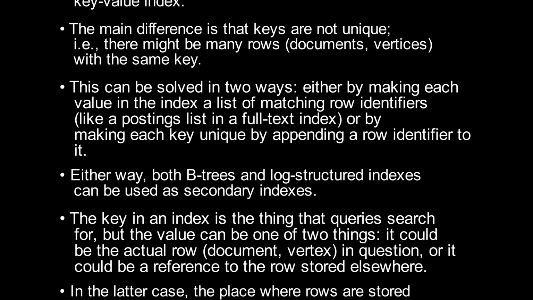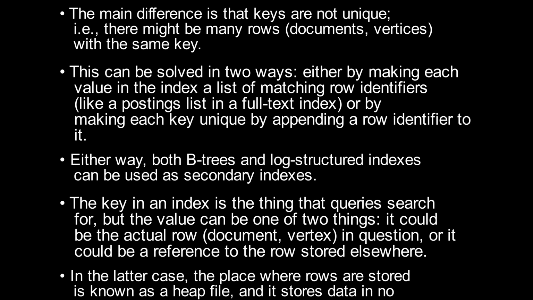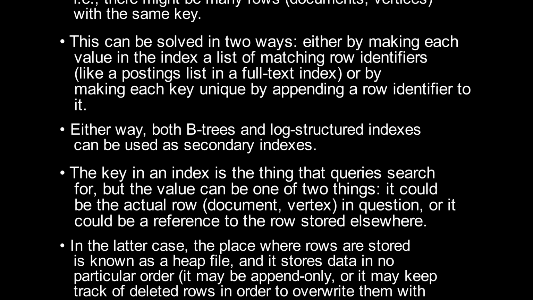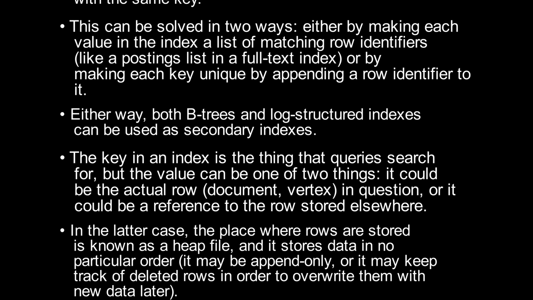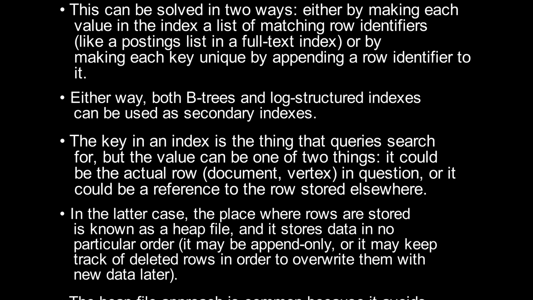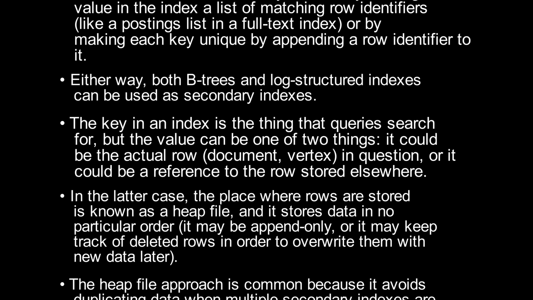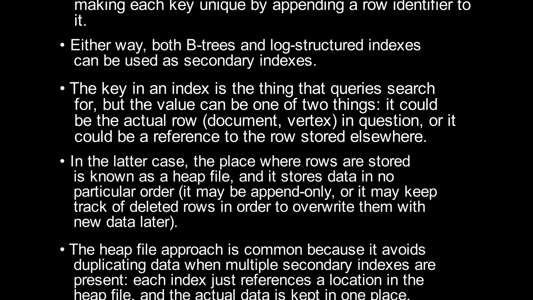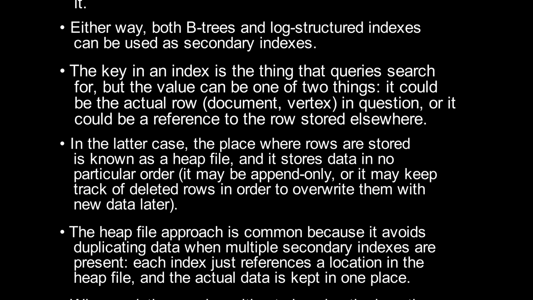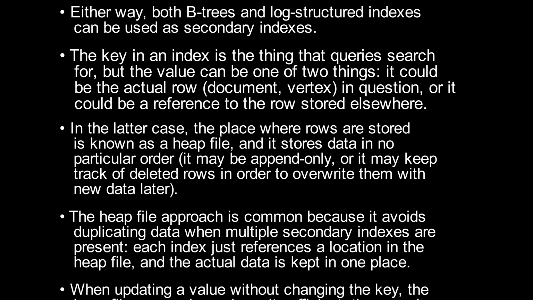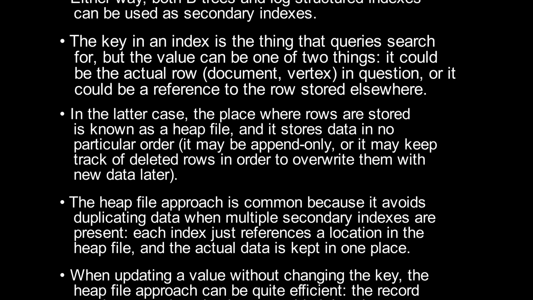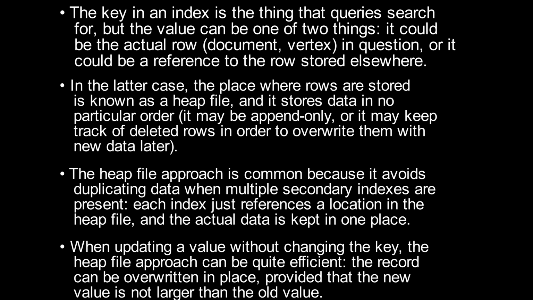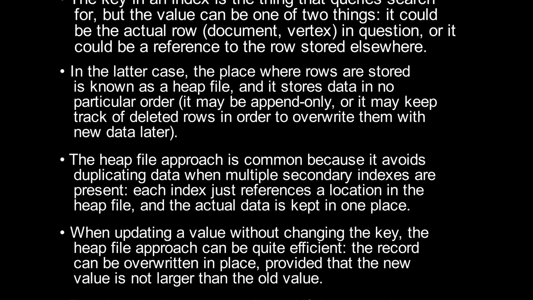The key in an index is the thing that queries search for, but the value can be one of two things. It could be the actual row, document, or vertex in question, or it could be a reference to the row stored elsewhere. In the latter case, the place where rows are stored is known as a heap file, and it stores data in no particular order. It may be append-only, or it may keep track of deleted rows in order to overwrite them with new data later. The heap file approach is common because it avoids duplicating data when multiple secondary indexes are present. Each index just references a location in a heap file, and the actual data is kept in one place.